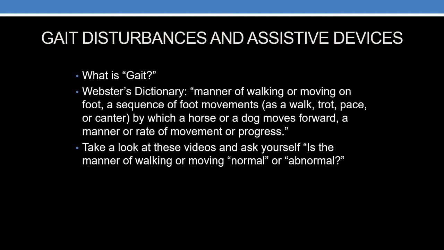So I've included a link for you, for those of you that have the PowerPoint presentation here. I've included a link to some videos of actual gait evaluations that I've done of some of my own injured workers. And I want you to ask yourself as you view these videos, is the manner of walking, or the manner or rate of movement or progress, normal or abnormal? And see if you can start to zone in and hone in on some of the nuances involved with evaluating gait.